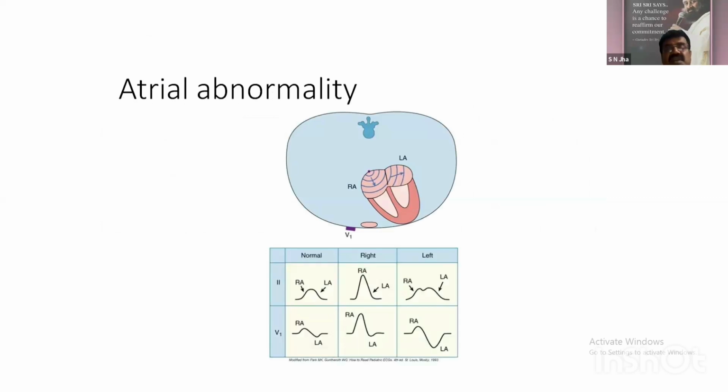So atrial abnormalities, I told you, will be seen. If there is left atrial enlargement, you go to the right hand side of the picture, the extreme right. What will occur? Wide, notched. You can see wide and notched. In lead 2 there will be wide notched P wave, and in lead V1 the negative component will be more, and the width of the P wave should be more than 3 small squares. And in case of right atrial enlargement, it will be in lead 2, the top mark in the picture.